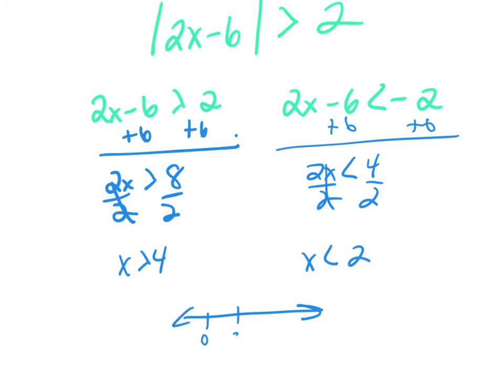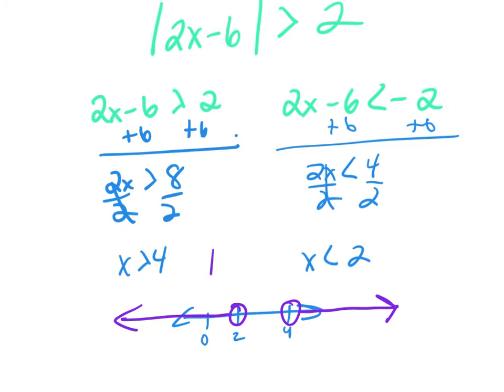So 0, 2, and 4. What kind of dots do I have at 2 and 4? Open or closed? Open. Good. Both of them are open. I want x is greater than 4. That would be the numbers this way. And I want x is less than 2, so it's the numbers this way.